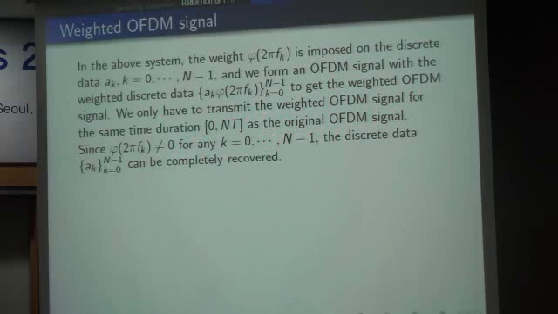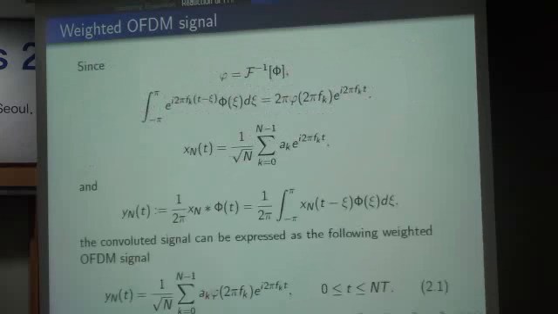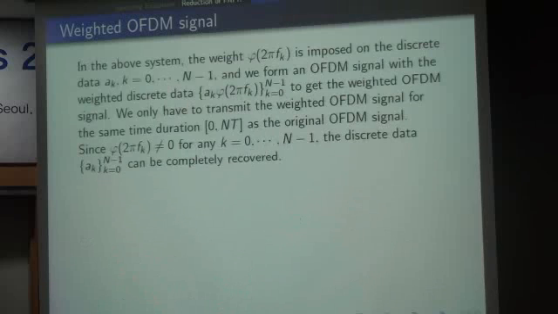Then we can recover, like the original one, this data. And after this, since phi is not 0, we just divide by phi. Then we can recover the a sub k, and there is no data distortion in this scheme. Since phi is not 0, this discrete data is completely recovered. We may use other functions which are not 0 on these nodes. But this function is not 0 on the real line, so we can use it for any n.